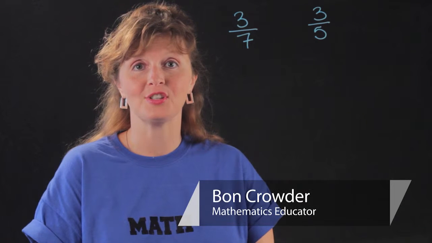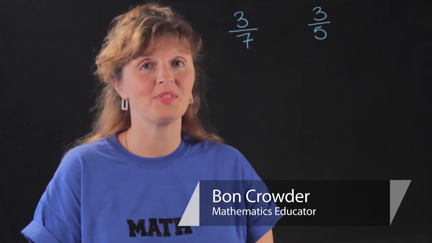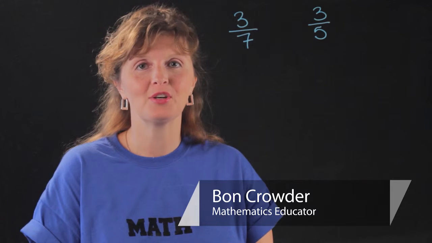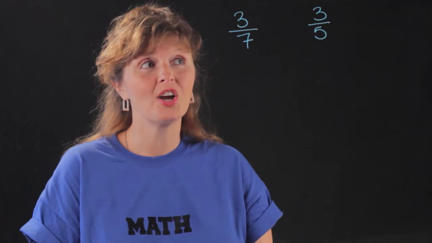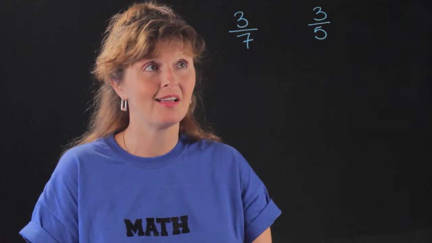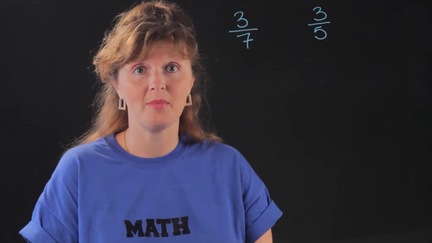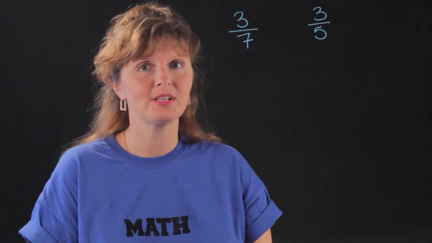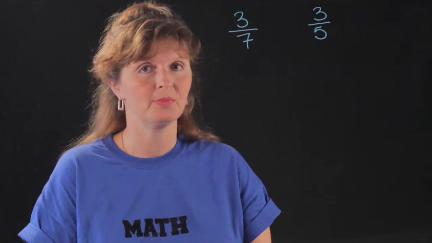How to change fractions with unlike denominators but the same numerator. I'm Bon Crowder with Math4.com, and we're talking about fractions that have the same top but different bottoms. Same numerator, different denominators.